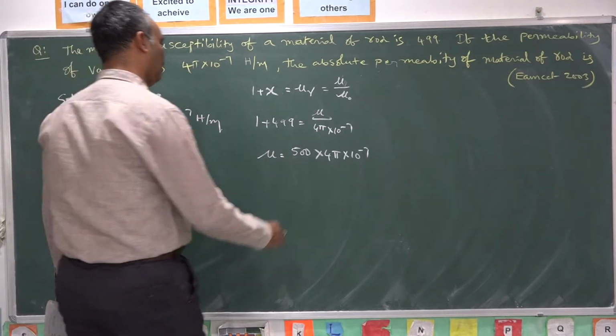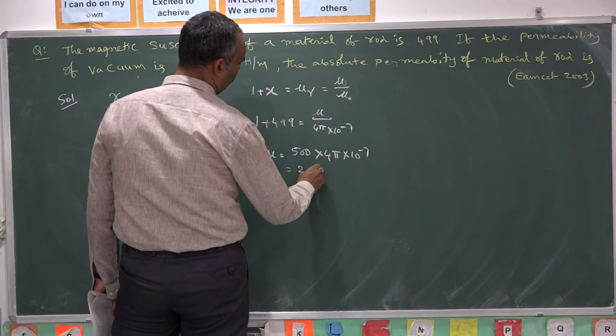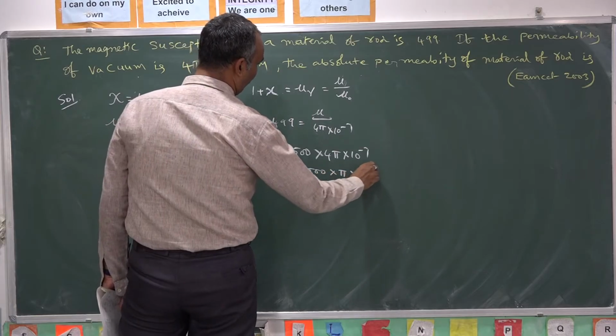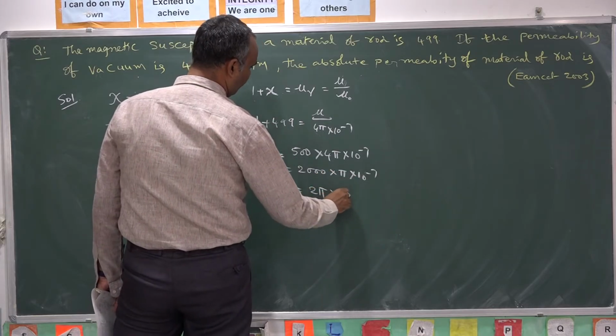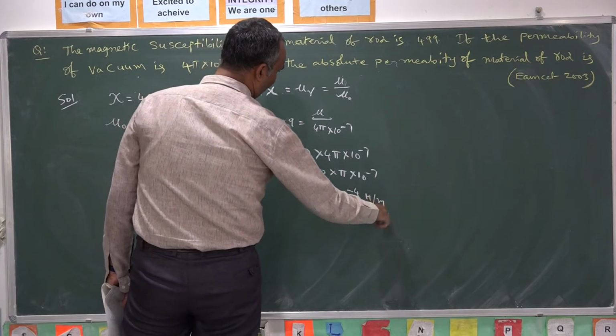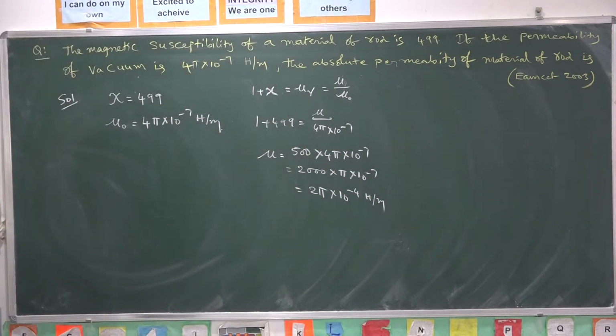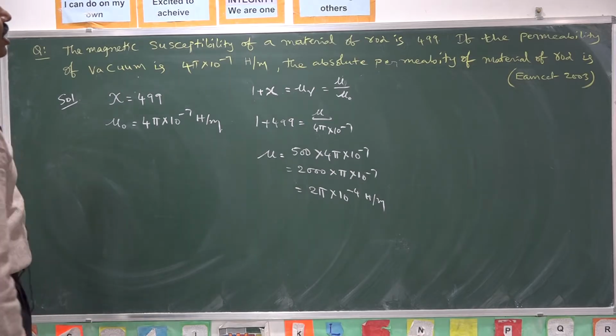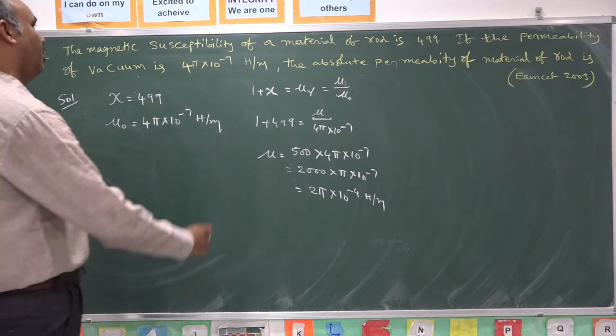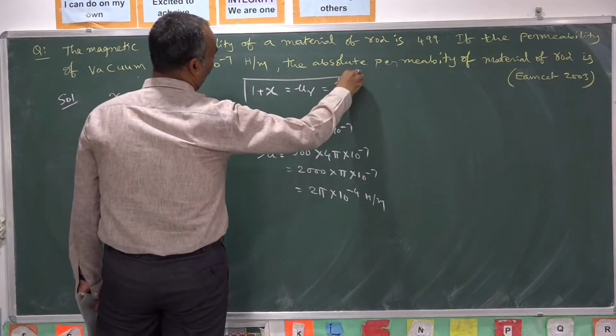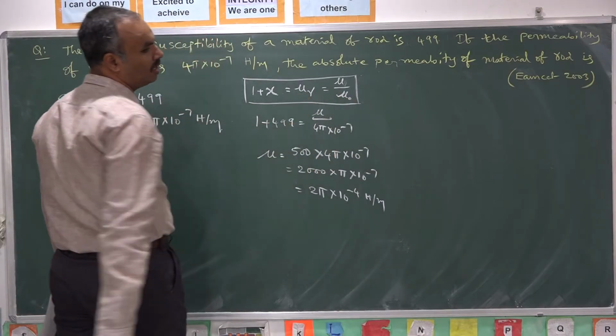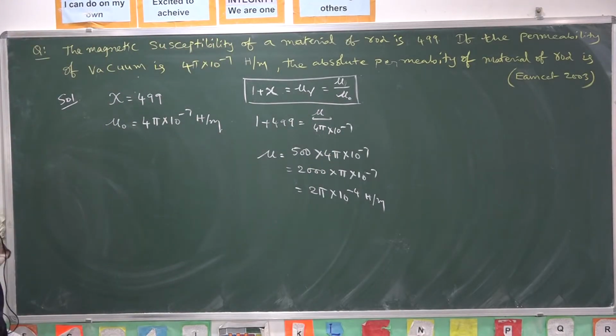So it is 5 fours are 2000 into pi into 10 power minus 7, or 2 pi into 10 power minus 4 Henry per meter. 2 pi into 10 power minus 4 Henry per meter is the permeability of the material of the rod. Very, very simple. EAMCET questions are direct, single concept oriented questions. The main formula in this question is 1 plus chi is equal to relative permeability. By knowing that, we can do the solution.